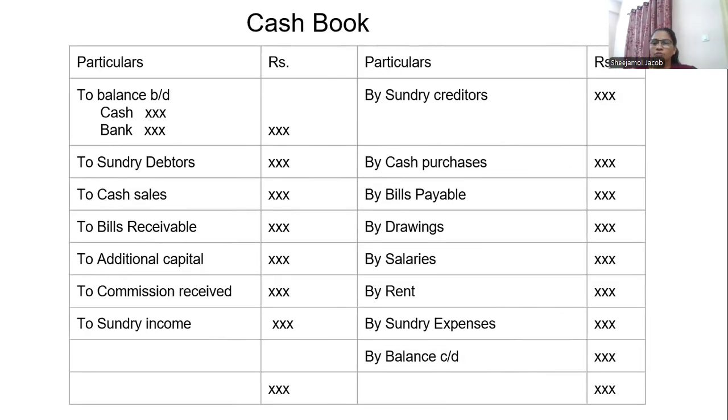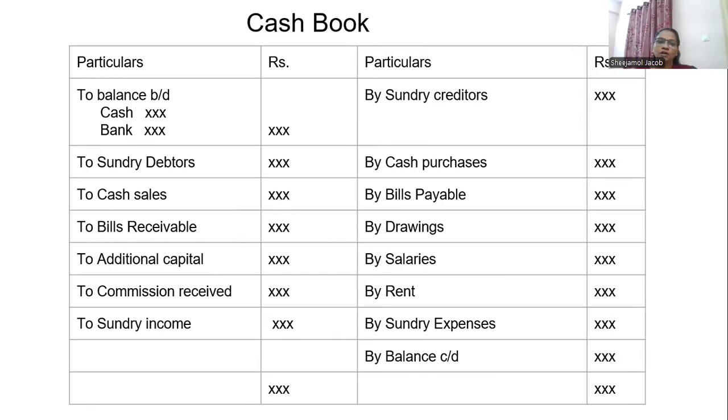Next major account to be prepared in the single entry system is the cash book. On the debit side, we are recording all the receipts, and on the credit side, we are recording all the payments. So we are starting this cash book with the two balances. If there is any cash in hand, that should be recorded, and the balance of the bank account should also be recorded here.